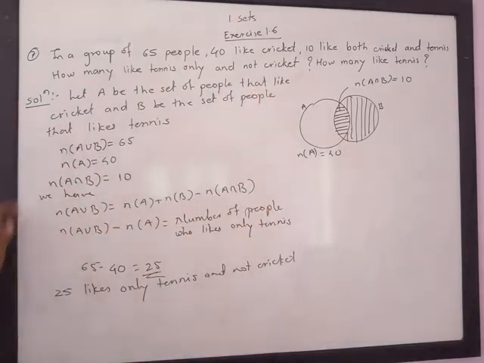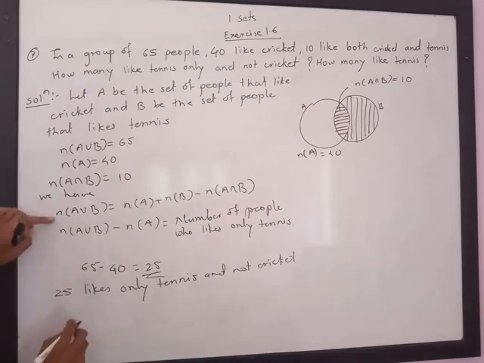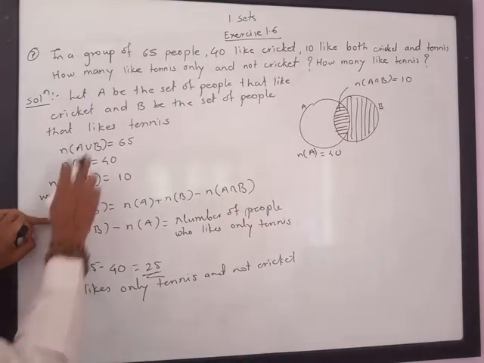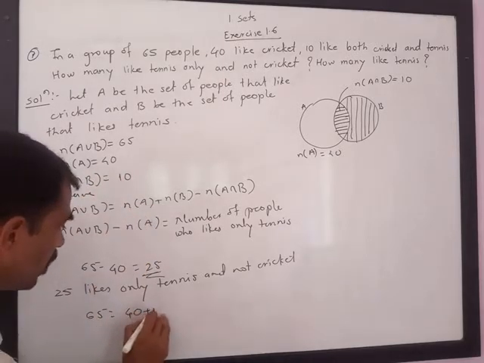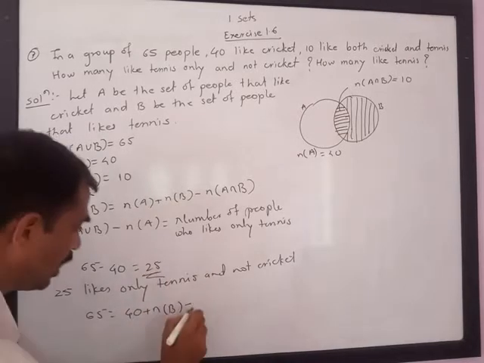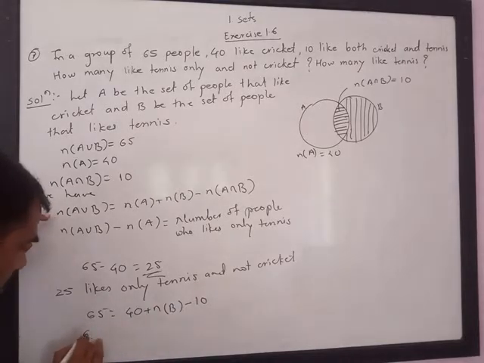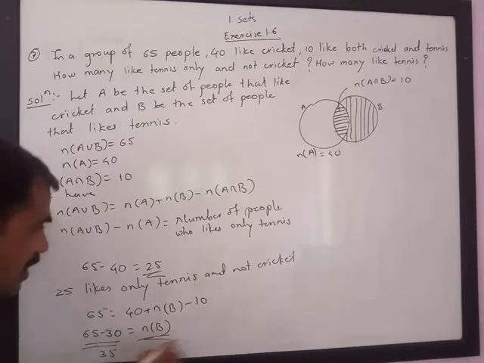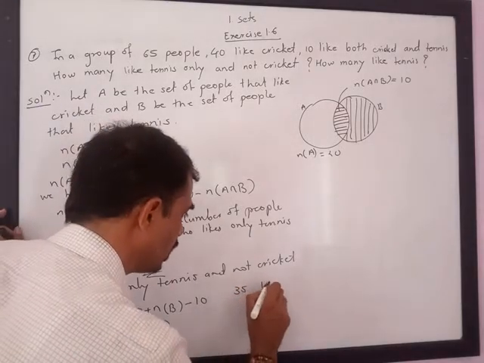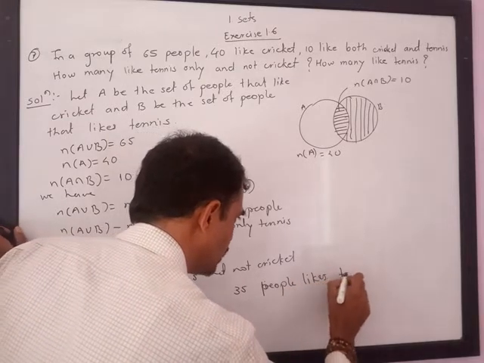Then the second question is how many people like tennis. So in the first formula, if you put the values, you will get A union B is 65. 65 is equal to number of elements 40 plus number of elements in B minus 10. So this is equal to 40 minus 10 is 30. If you transpose 30 to the other side, you will get 65 minus 30 is equal to number of elements in B. So number of elements in B is equal to 35. It means 35 people like tennis.